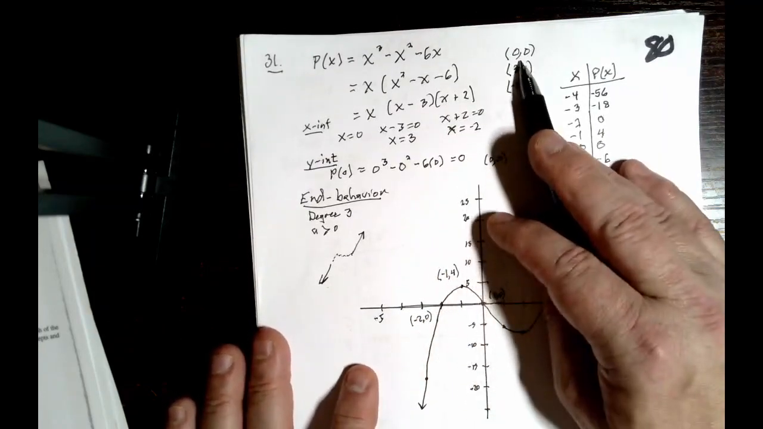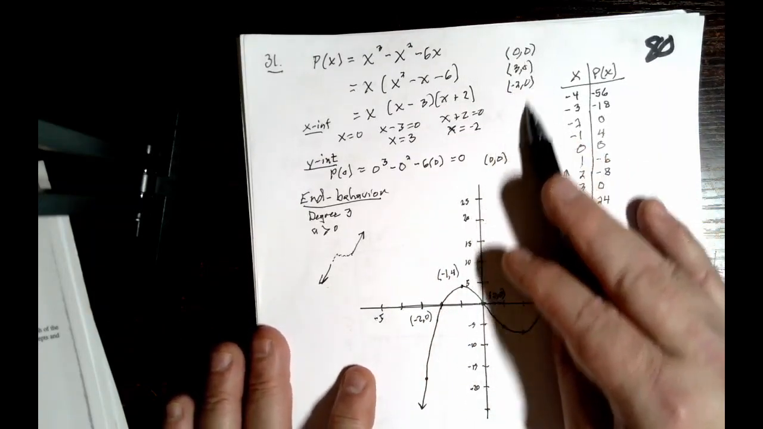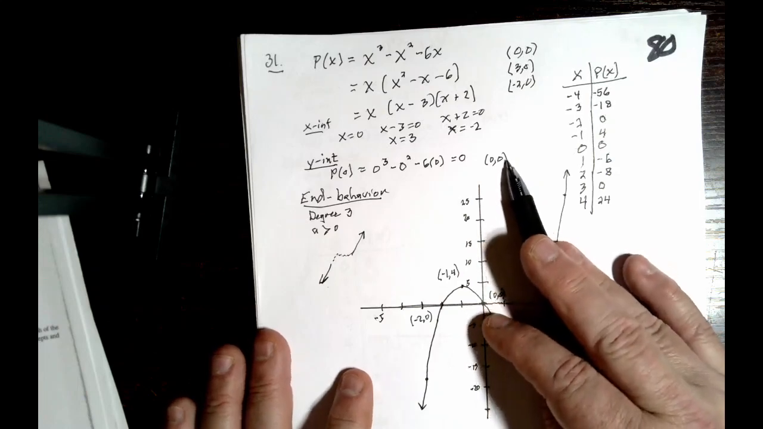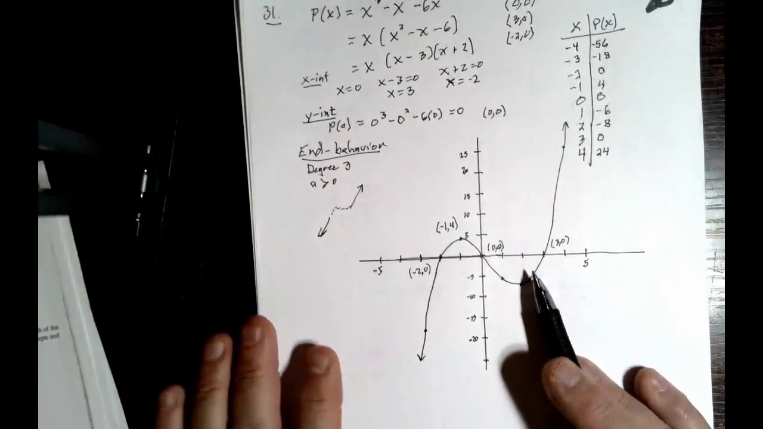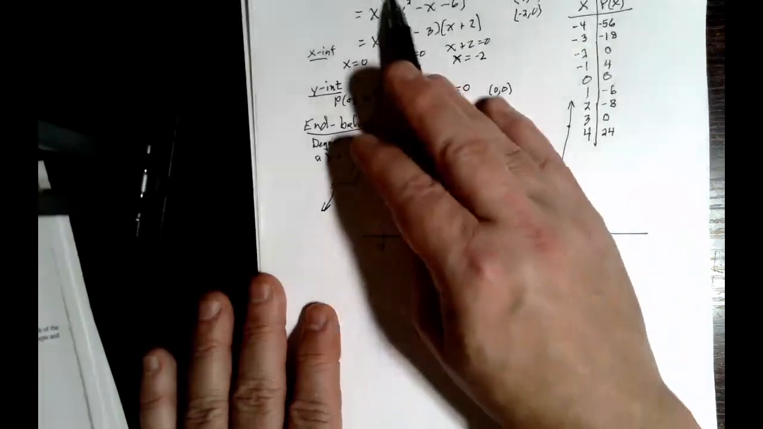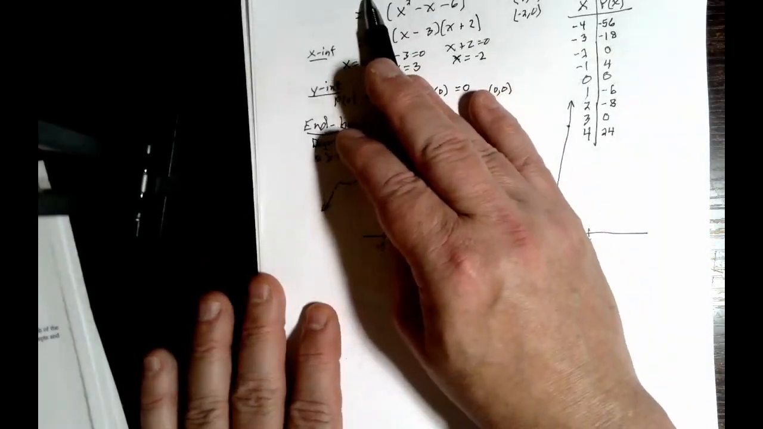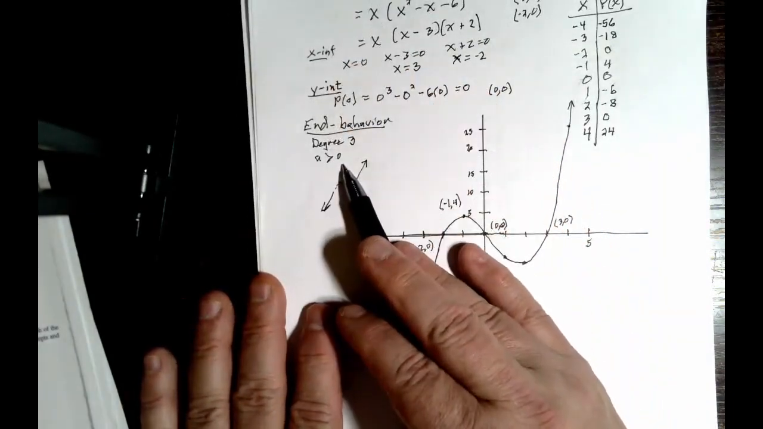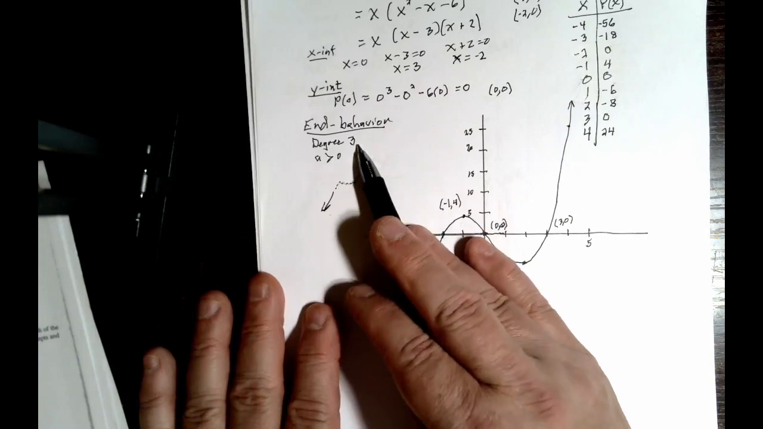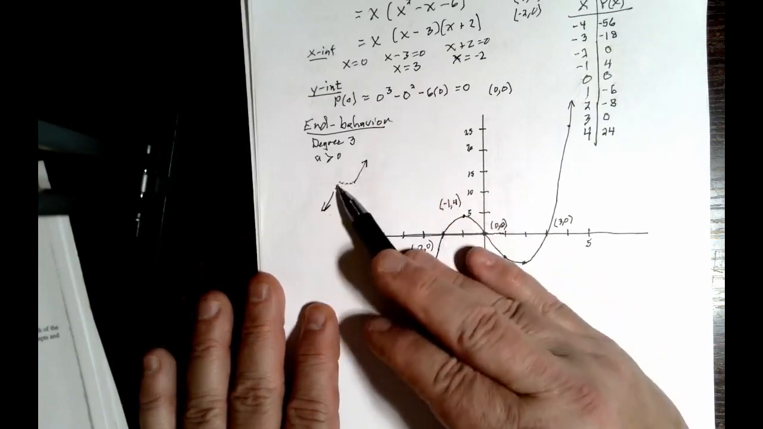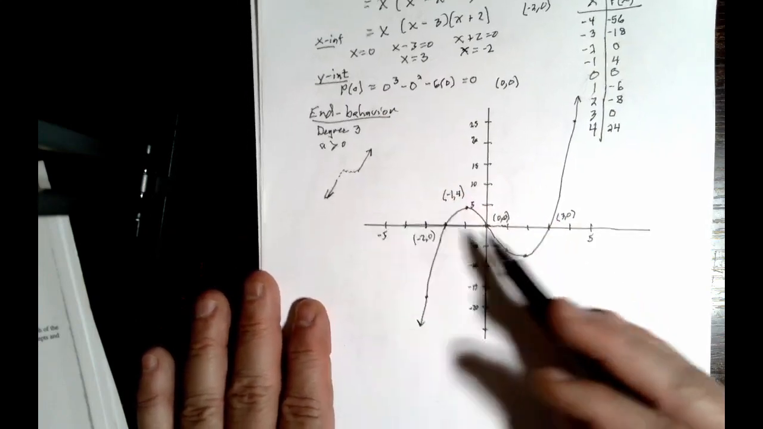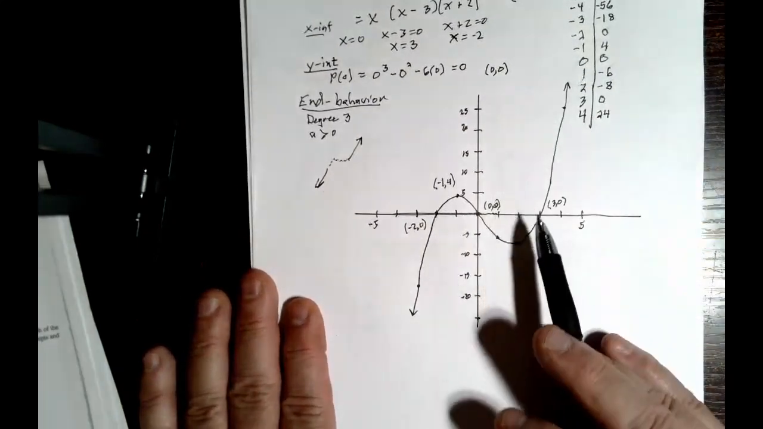And by the way, this makes sense. If you've got 0, 0 as an x-intercept, you're going to get 0, 0 as a y-intercept. Always. Now the end behavior, this thing's degree 3, and a is positive 1. So a is greater than 0, positive. Degree is 3, so it's going to behave just like x cubed, up to the right and down to the left, which is what it ends up doing.